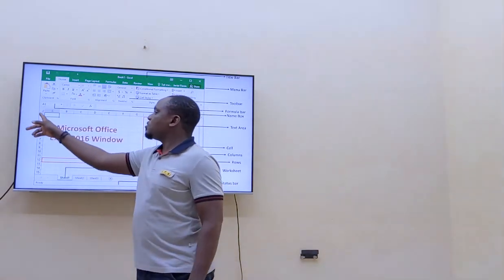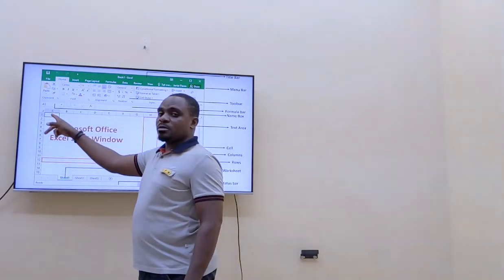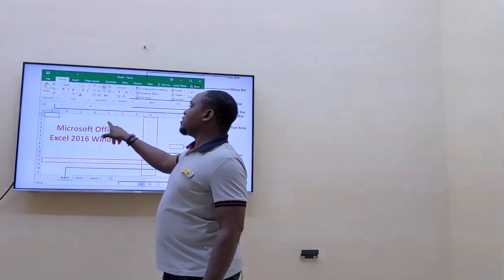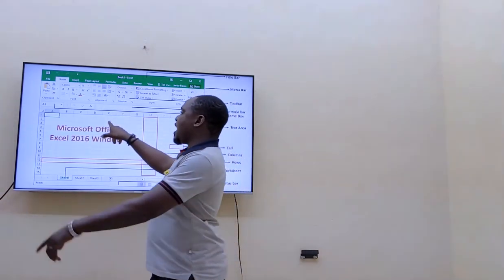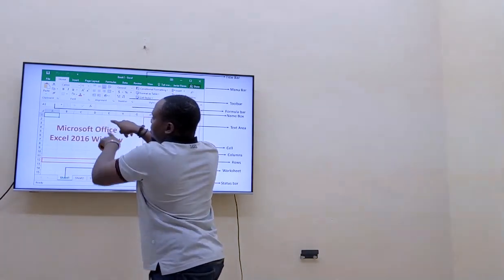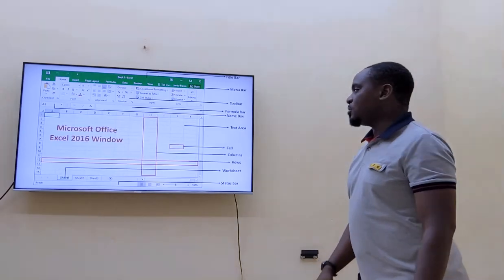Why? Because the row is 1, the column is A. That's why it's called A1. This cell, for instance, will be called E2 because I pointed at it. This is row 2, column E, so it is E2. If you click on it from your device, you can look at what cell it is.